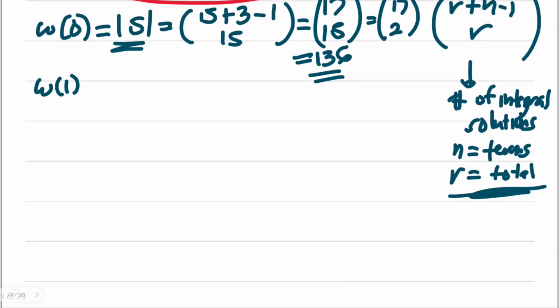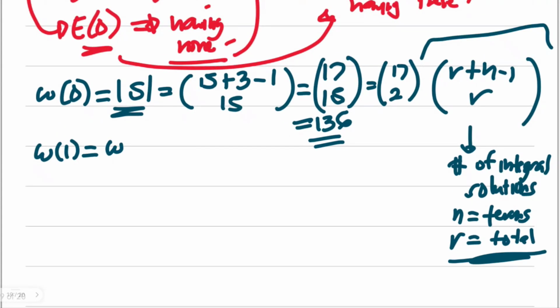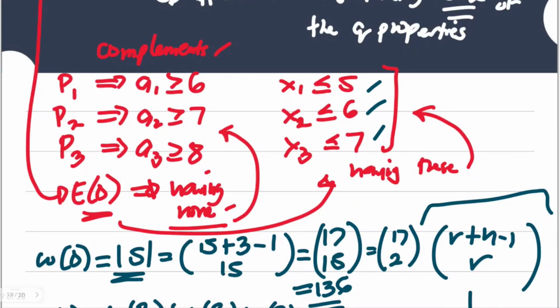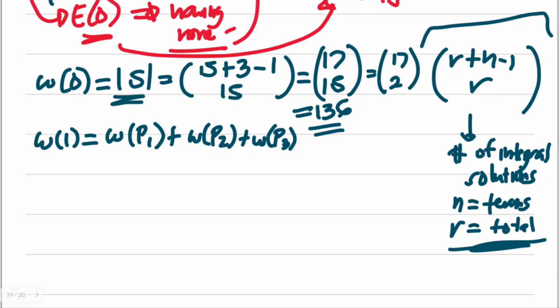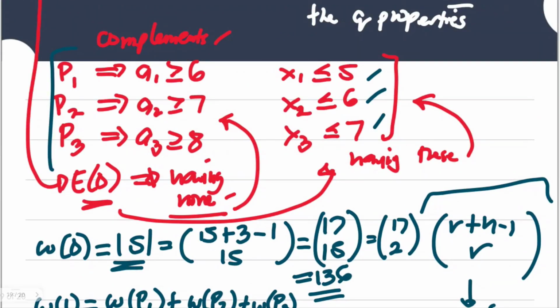How do we solve the omega of 1? The omega of 1 talks about the sum of all situations where we have the omega of p sub 1, the omega of p sub 2, plus the omega of p sub 3. Not the original p sub 1, p sub 2, and p sub 3 in our situation, but the complements. Again, we are attacking through the complements so we can use e sub 0 to solve for our intended target. So for omega of p sub 1, take note that we are greater than or equal to 6.